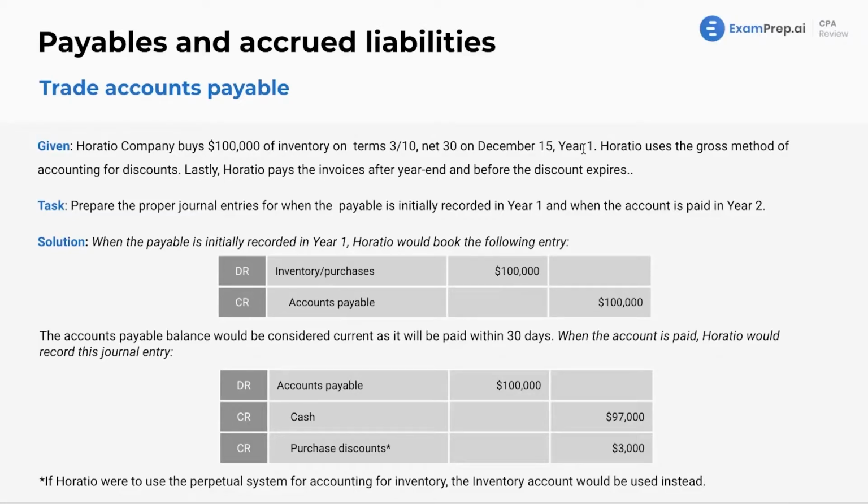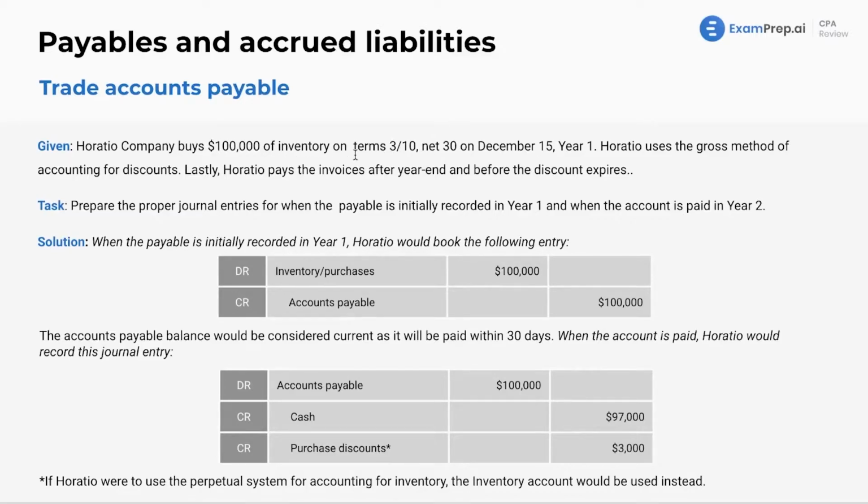Now, before we even read further, I want to address that, because if you're not familiar with what this means, well, that's a problem, and we should talk about that now. What that means is that Horatio buys this inventory from a company, right? $100,000 worth. What this means is that if Horatio pays the $100,000 within 10 days, Horatio will get a 3% discount on this $100,000.